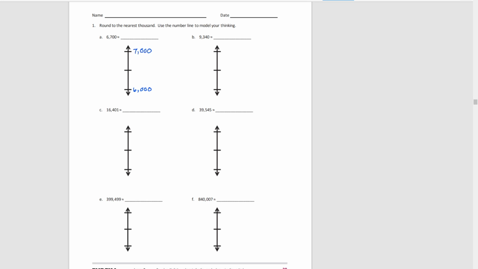Halfway between 6,000 and 7,000 would be 6,500. So we have 500 here, 700 here. So this number, 6,700, is going to come here. So if we look how close it is to 7,000 versus how close it is to 6,000, it's above the halfway point, so it's closer to 7,000. Okay, pause the video and you try B by yourself.